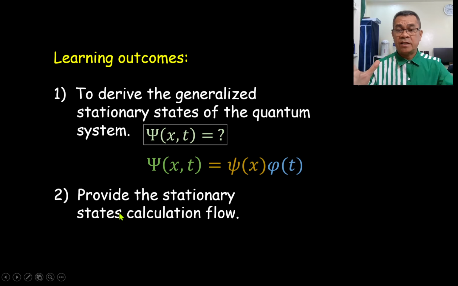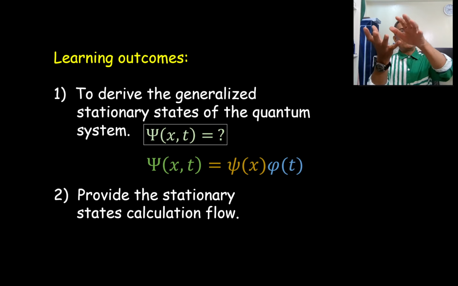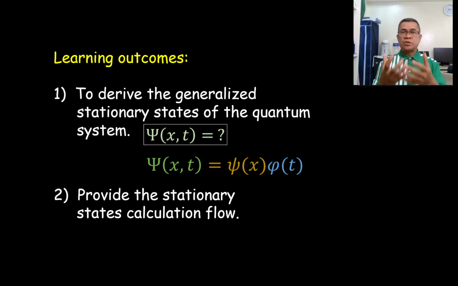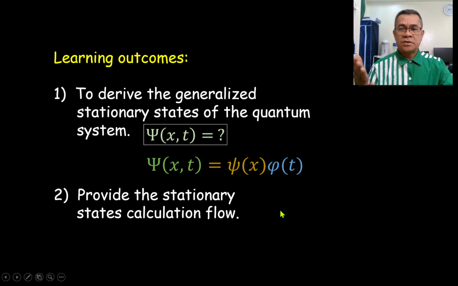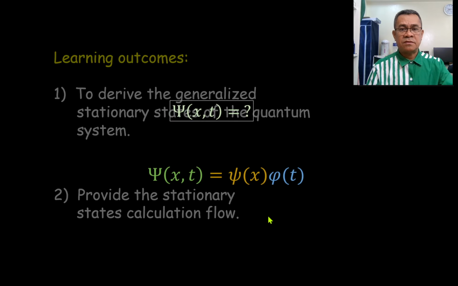Another thing is we will provide the calculation flow of the stationary state. Meaning, what will be the solution flow? Where will you start your solution in order to describe the system? For example, if you have the infinite square well, what will you do? What is the first attempt that you need to provide? Okay, so this is our main learning outcomes.